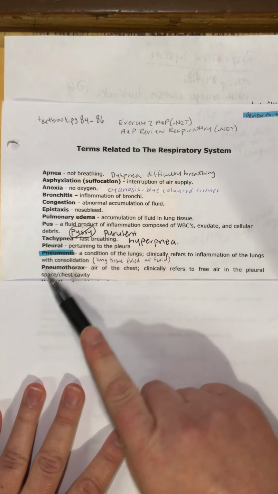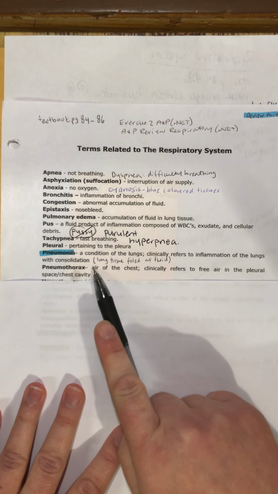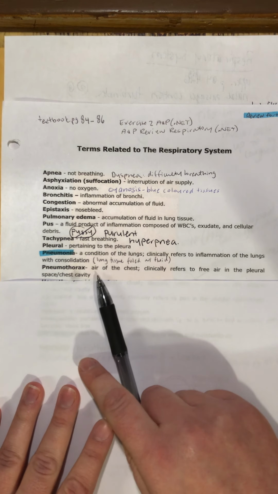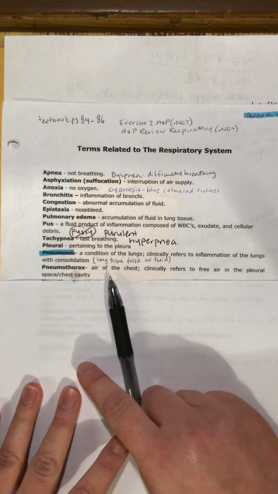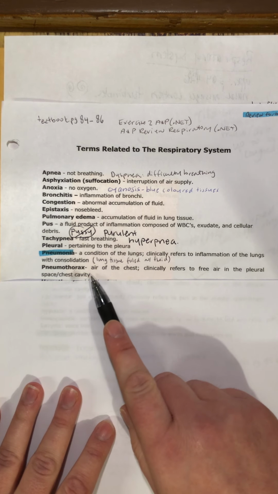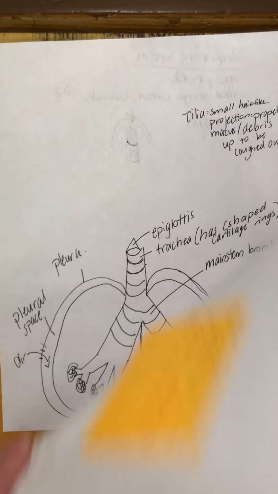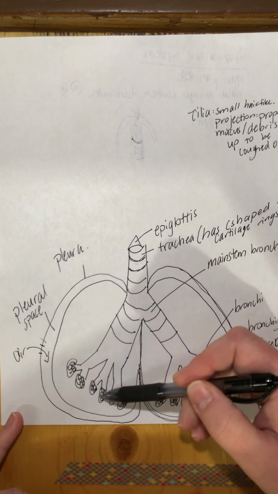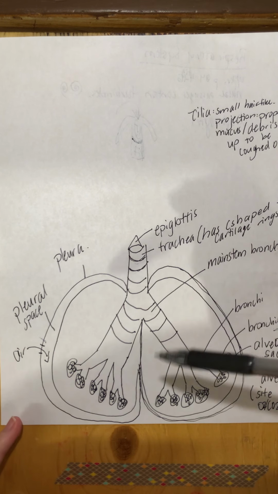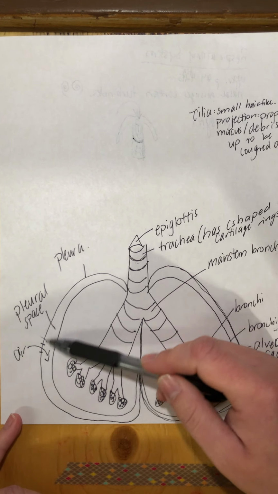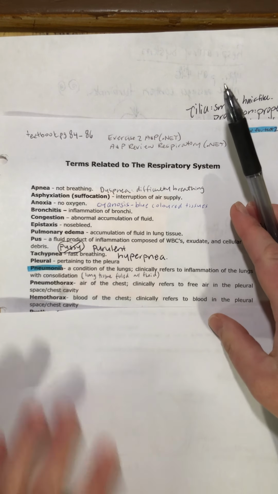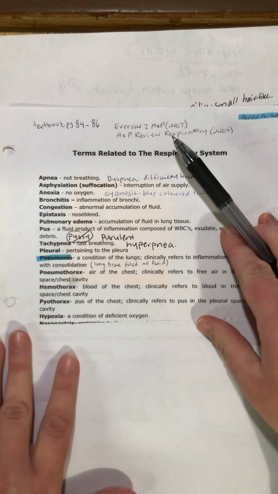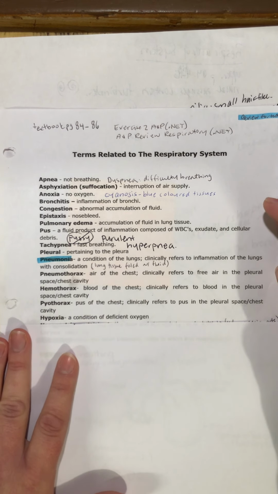So pneumothorax, pneum means air, thorax is chest. So the direct definition is air in the chest. And I'm sure you're like, isn't that what the lungs are for? Well, yes and no. When we're talking about a pneumothorax, we're saying that there's air in this pleural space, okay? So it's not that there's air in the alveoli, which is what we want. It's that air is in this space where we don't want it. Hemothorax is when there's blood in that space. Pyothorax, when there's pus in that space.